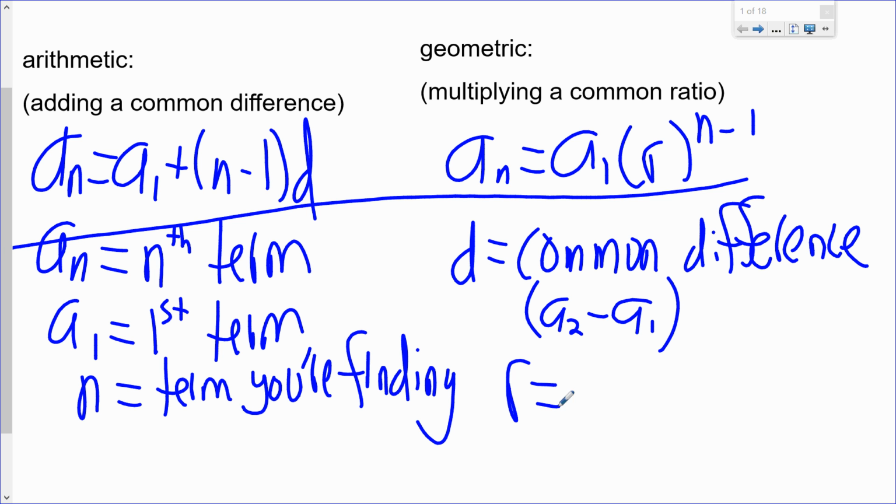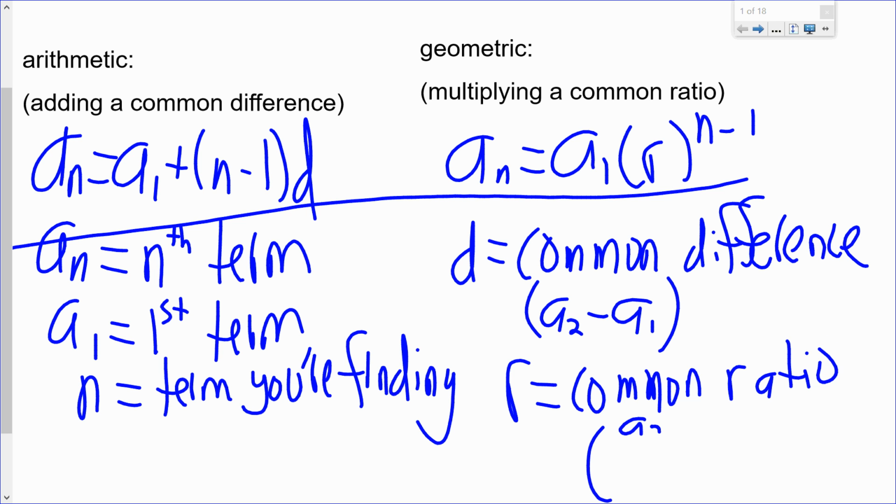r is the common ratio. And again, sometimes it may be common sense, but if it's not, the common ratio is the second term divided by the first term. So we did a lot of talking. Now let's do some doing.